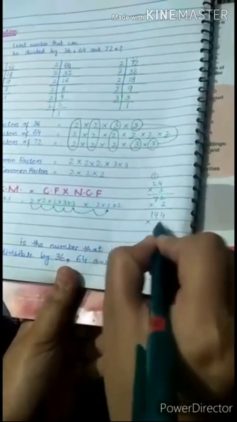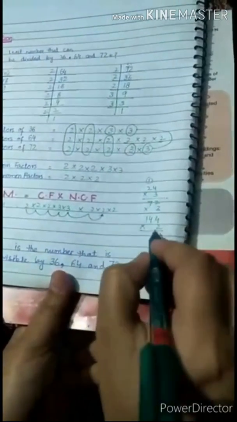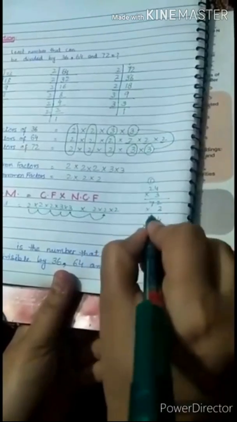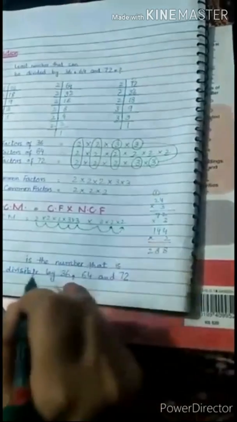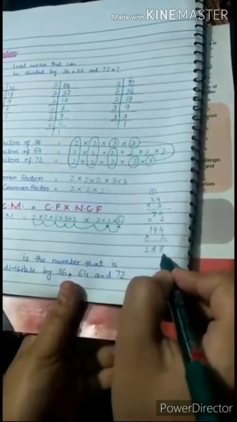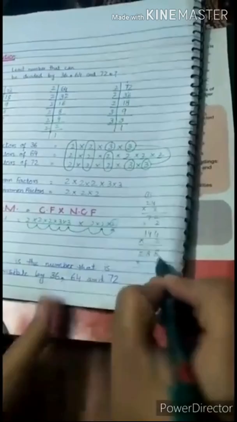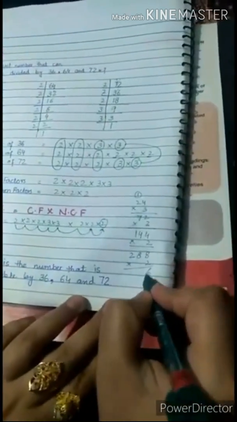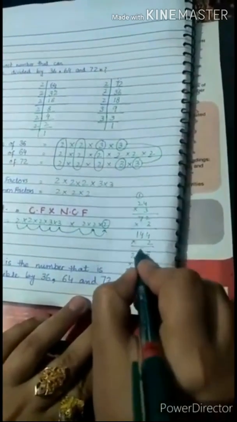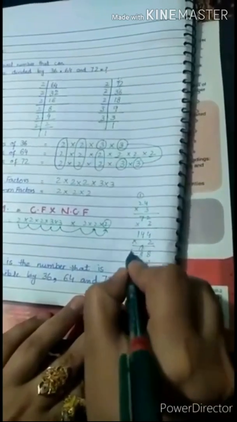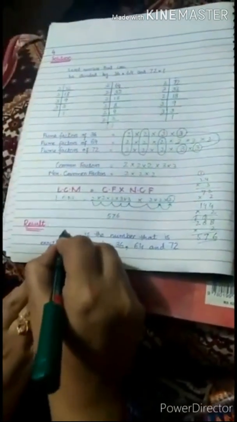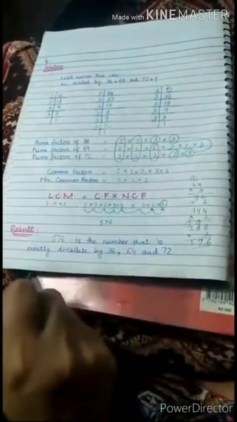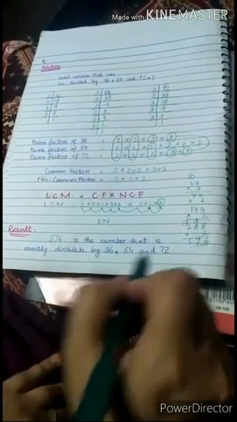Now again we will multiply by 2. 144 multiplied by 2 is 288. 2 is left now, so we will multiply the value by 2 again. So 288 times 2 is 576. So the answer will be 576. The result 576 is the number that is exactly divisible by 36, 64 and 72.